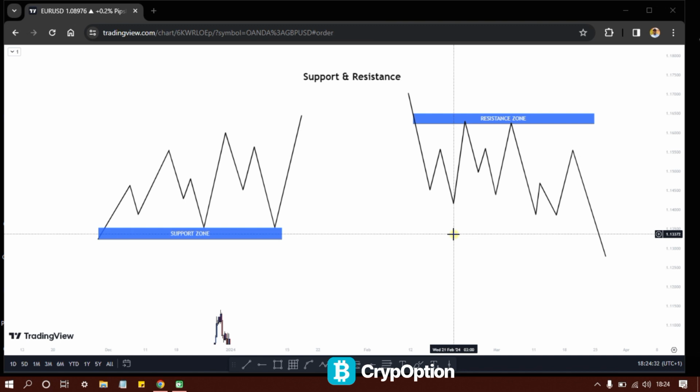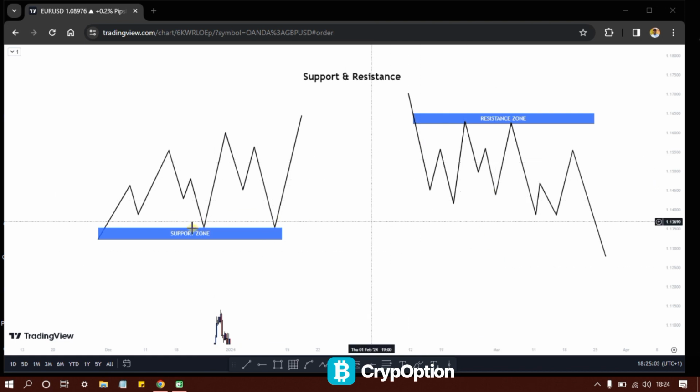Now, what is support in trading? Support refers to a price level at which buying pressure is expected to be strong enough to prevent price from falling further. Also, what is resistance in trading? Resistance is a price level at which strong selling pressure is expected to prevent price from rising further.